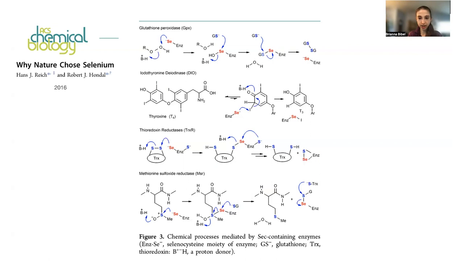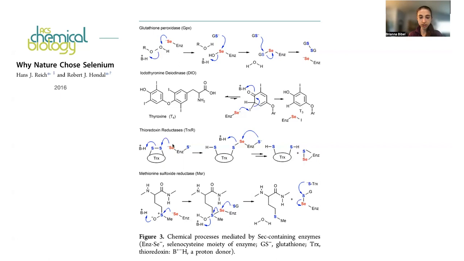So then you have thioredoxin reductases. Basically, in a protein, when you have a disulfide bond that you want to break up, thioredoxin is able to break it up using the sulfurs of thiol groups. But then someone has to regenerate the thioredoxin, and this role is played by thioredoxin reductases.